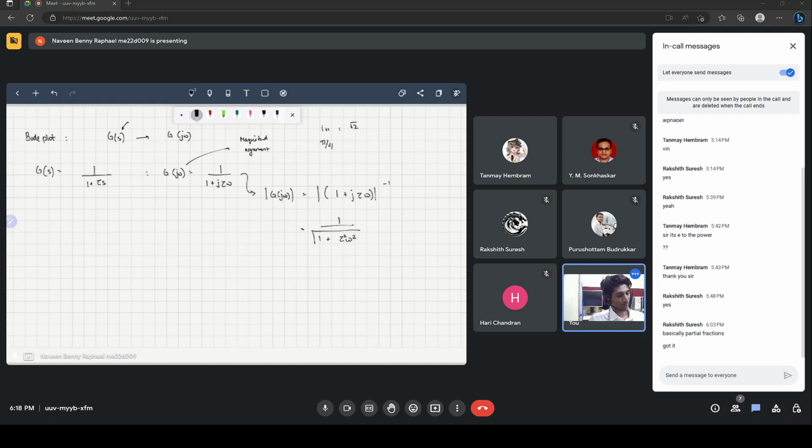Now when you're plotting the magnitude for Bode plots, we do something kind of special. The x-axis of the Bode plot is a log scale. That is, every term differs by a factor of 10. So we have 1, 10, 100, 0.1, 0.01, and so on.